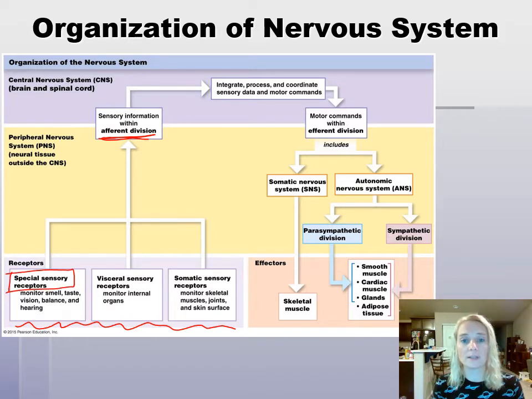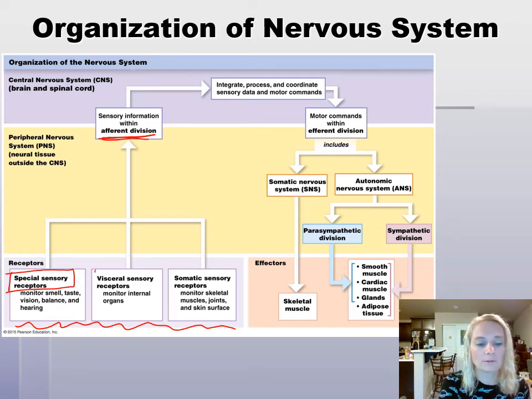So those are modified sensory receptors to pick up very specific types of information, like your eyes is a special sense. Your ears, hearing, and equilibrium are special senses. Taste and smell are special senses. So those are all part of our special senses division of the afferent nervous system.